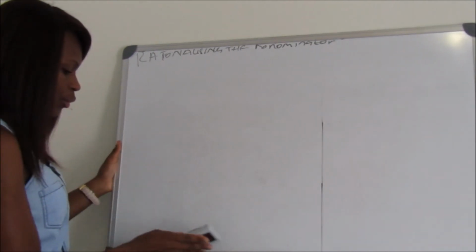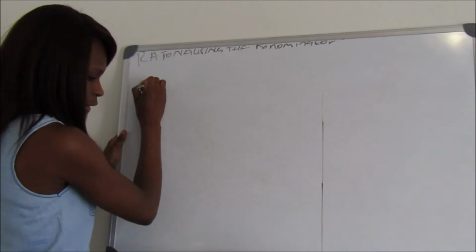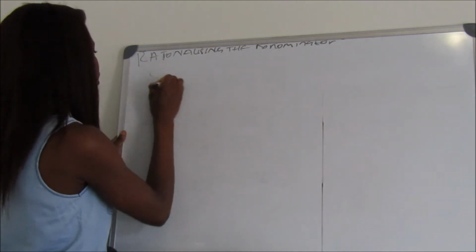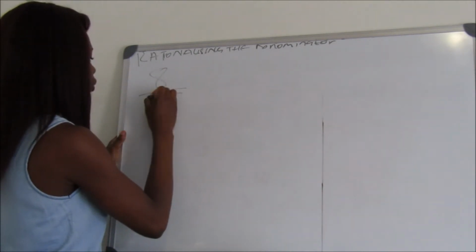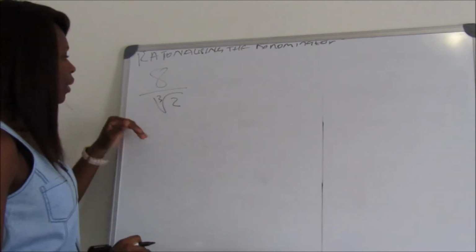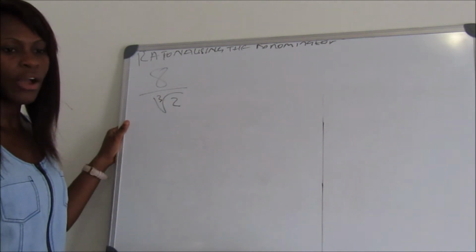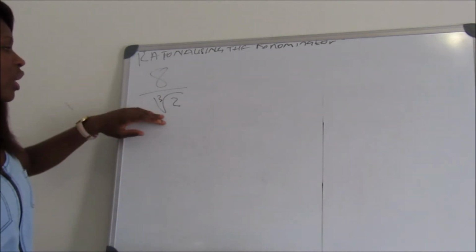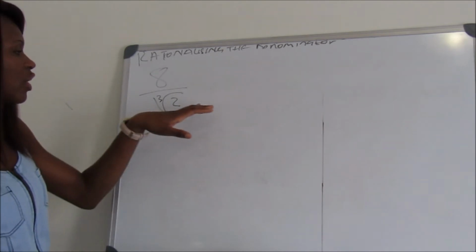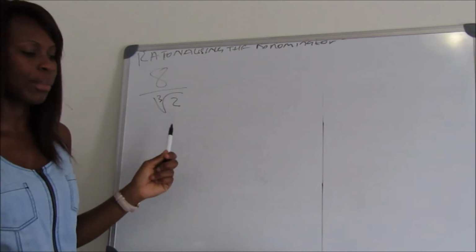Let's look at another equation. A question like 8 divided by the cube root of 2. With a question like this, the cube root of 2 is an irrational number. What we have to do is rationalize the denominator so that we can be left with a rational number in the denominator.